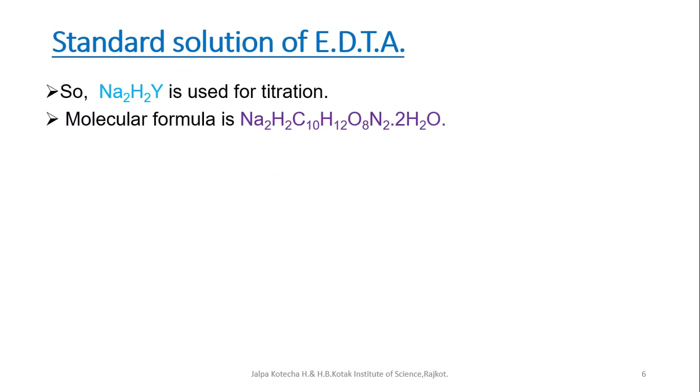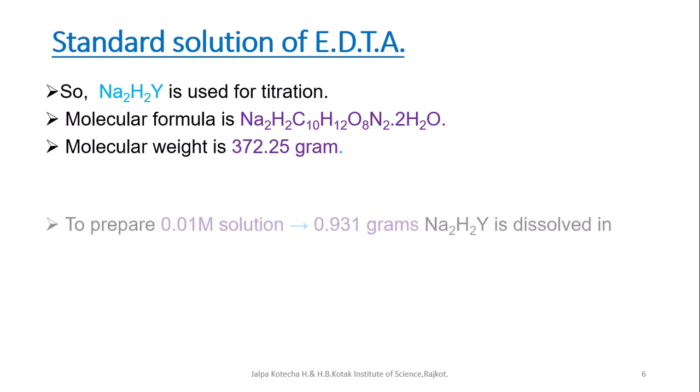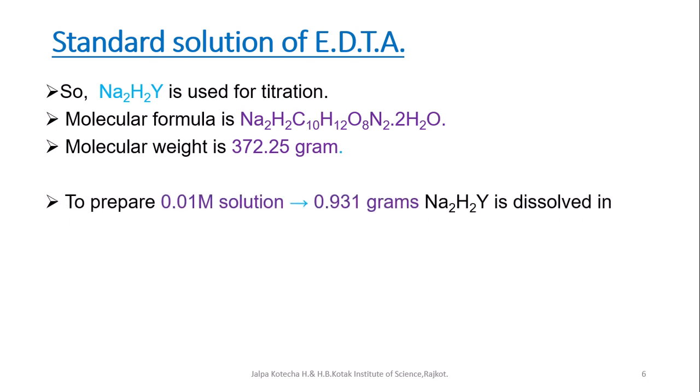The molecular formula of the disodium salt of EDTA is Na2H2C10H12O8N2·2H2O, and its molecular weight is 372.25 grams. Now if you want to prepare a 0.01 molar solution of the disodium salt of EDTA, we require 0.931 grams, which is to be dissolved in 250 ml distilled water.